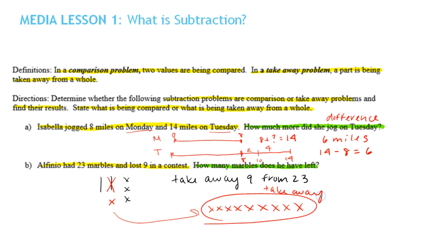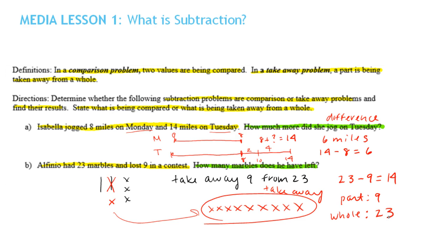Notice I decomposed this rod into 10 ones. If I took 9 of them over here, there's 1 left over here. So the number of marbles he has left is 10, 11, 12, 13, 14. So we have 23 minus 9 equals 14, and he has 14 marbles left. The part that was taken away was 9, and the whole was the total number of marbles he started with, which was 23.